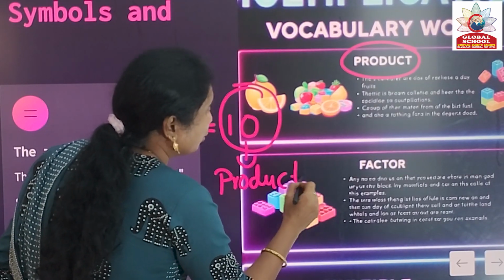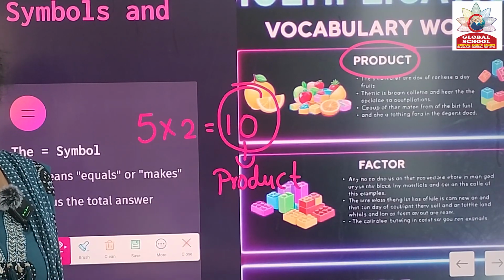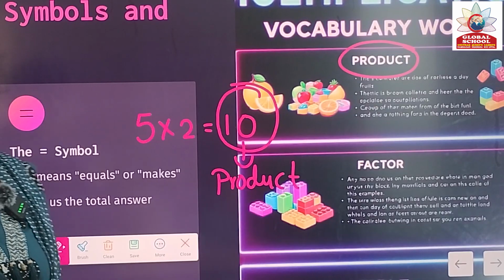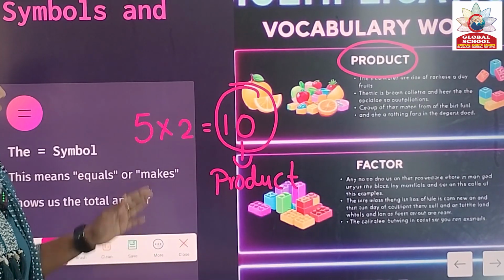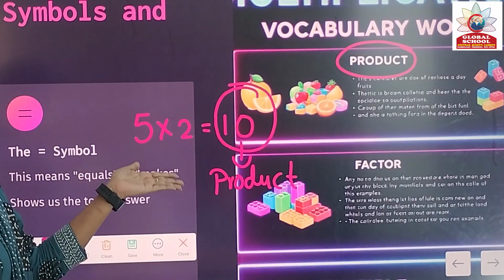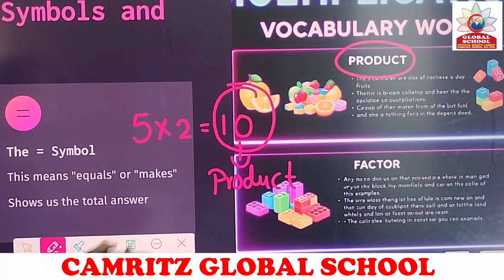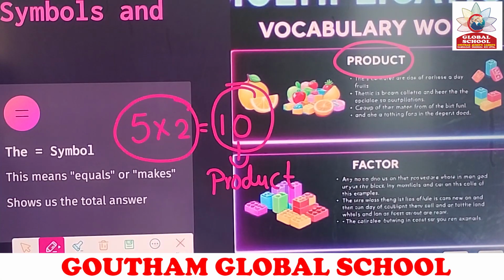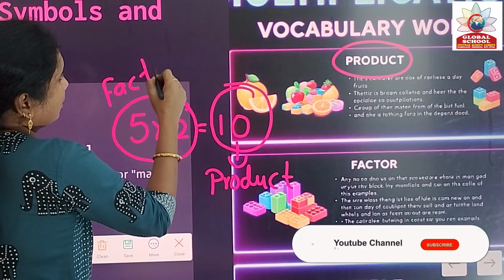And do you know what the answer is called in addition? What is the answer in subtraction? In addition, the answer is called sum or total. In subtraction, the answer is called difference or leftover. So, as usual, in multiplication also we have an answer, and it is called the product. The two numbers which are multiplying together are called factors.